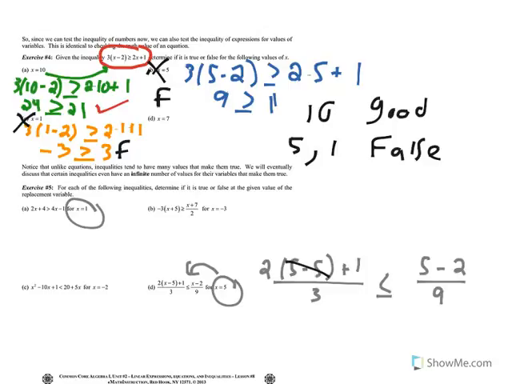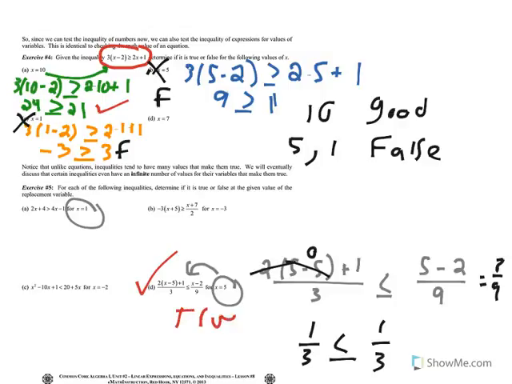5 minus 5 is 0. 2 times 0 is 0. 0 plus 1 is 1 over 3. 1 over 3 is less than or equal to, well, 5 minus 2 is 3 over 9. 3 over 9 simplifies down to 1/3. Is 1/3 less than or equal to 1/3? Yeah, you betcha. And this is going to be true when x equals 5. And that's really all there is to the basics of inequality.